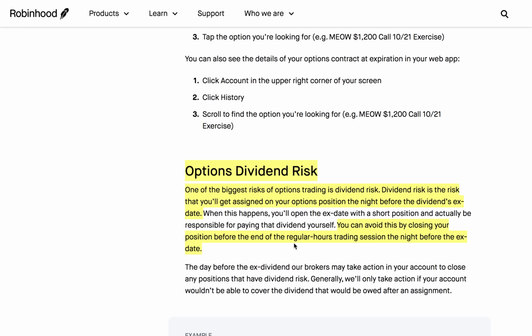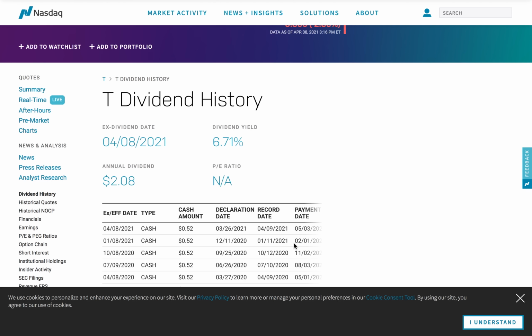And I know a lot of you guys were using AT&T. You can go online and just search up the ex-dividend date for whatever stock. You can also use NASDAQ.com. That's what I'm using here. If we go over to T dividend history, we can see the ex-dividend date is April 8th, 2021. That's today. So when it came to this stock, if we were selling any options on this stock, we would have wanted to close out of this yesterday.